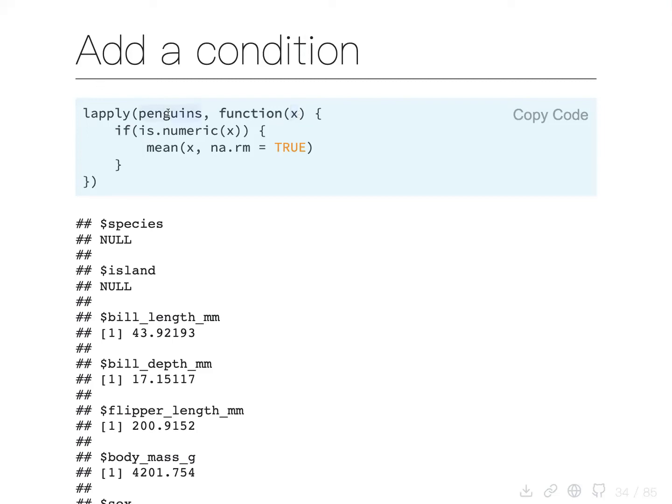In this case, we're looping through penguins, so that x is a placeholder for each column as we're going through. We're saying if is.numeric(x), so if the column is numeric, then we're going to compute the mean of x, and we're going to remove missing data. Otherwise we're not going to do anything. That's the only if we have. So for species and island, we just get NULL returned because this condition was not met. Because that condition is not met, the mean is not evaluated, and so it essentially just skips over it.